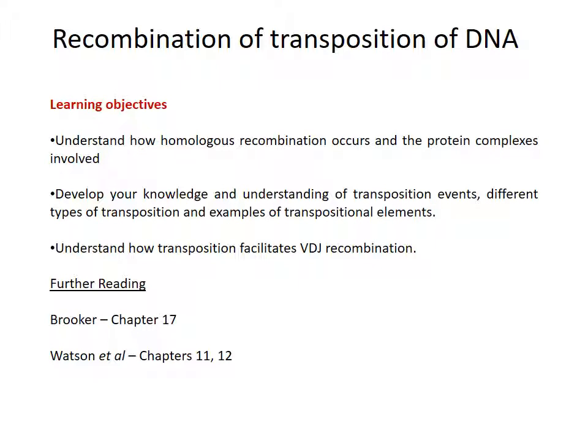But it's the first two points really that are the major things you want to make sure you understand: how homologous recombination occurs, and then how these eukaryotic, these human transposable elements move around our genome. You're helped in this by two excellent chapters. Brooker, chapter 17, deals with this lecture topic in its entirety, and if you want something a bit more detailed, a bit more advanced, you can look at the Watson et al. Molecular Biology of the Gene textbook, which discusses homologous recombination and double-strand break repair in chapter 11, followed by transposition events in chapter 12, and that includes prokaryotic transposons as well as the transposons I'm going to talk about today.